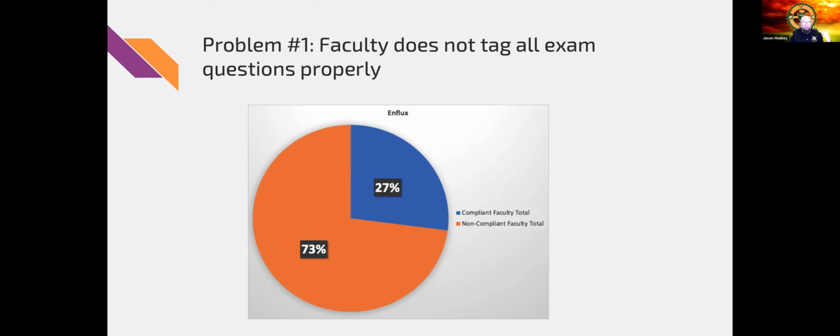Well, the thing that you think about is if we're using ExamSoft, why aren't the questions already tagged? Well, when we got in here and looked in Enflux, they have a categories per item dashboard. This is a graphic that was generated. We had 73% of our faculty non-compliant and only 27% compliant. So problem number one was to get all of our questions tagged.